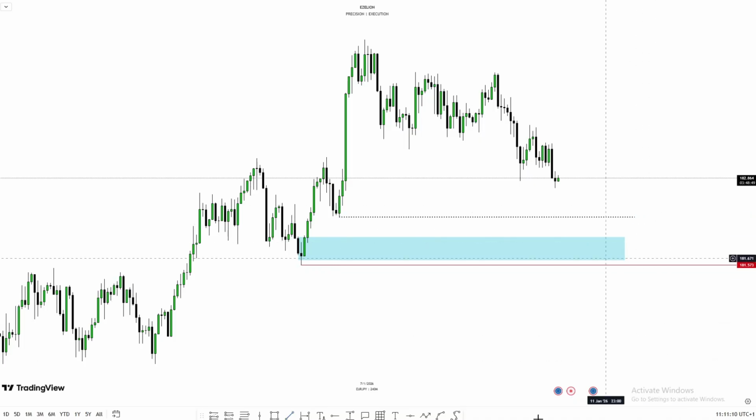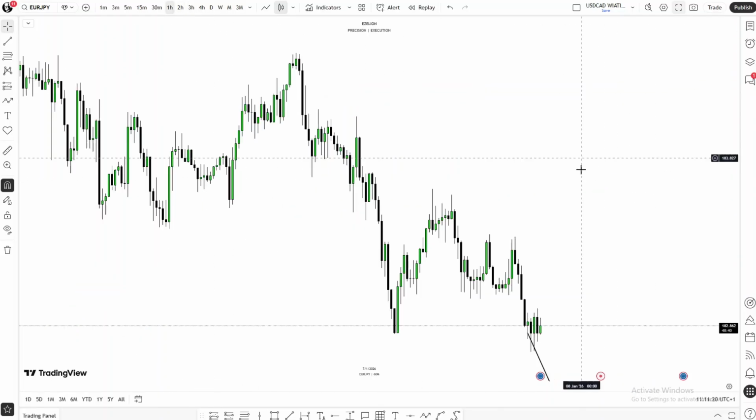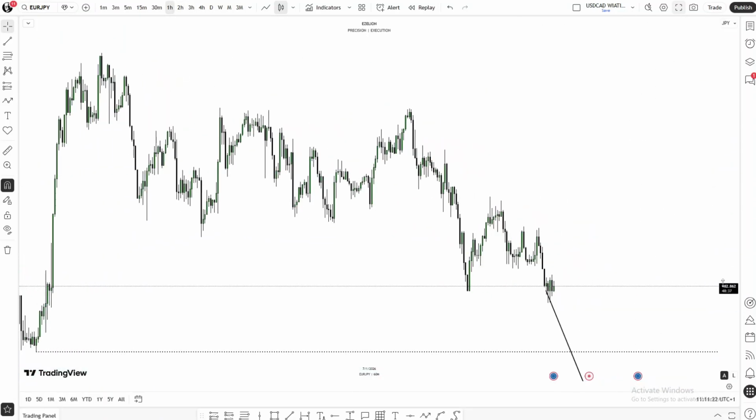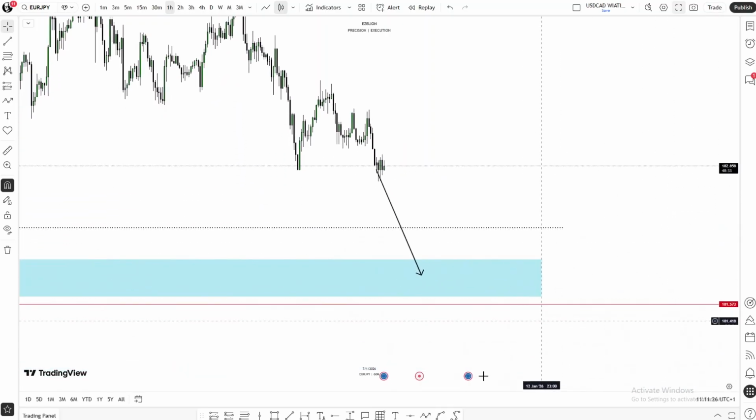Now, once price enters my key level, I'm going to go down to my lower time frame, which is the 1 hour time frame. Then what am I looking for on this 1 hour time frame? I'm looking for my entry model. And what is my entry model?